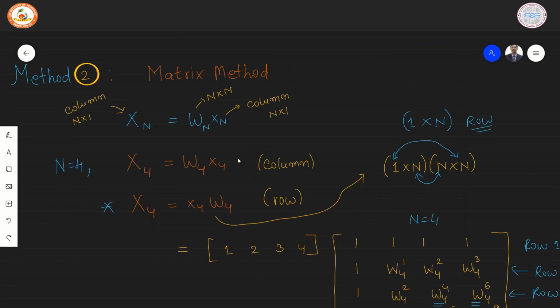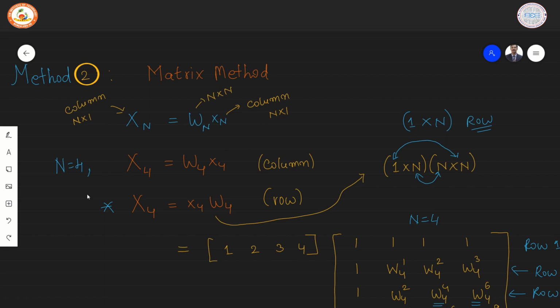Let us try the same problem using the second method called the matrix method. We had developed the concept of DFT as a linear transformation. So we came across the equation capital X of n is equal to Wn into small x of n. Capital X of n will be the output vector and small x of n is the input vector. Here we are assuming both are column vectors with n elements in it. Therefore the dimension is n cross 1 respectively, whereas twiddle factor is an n cross n matrix.